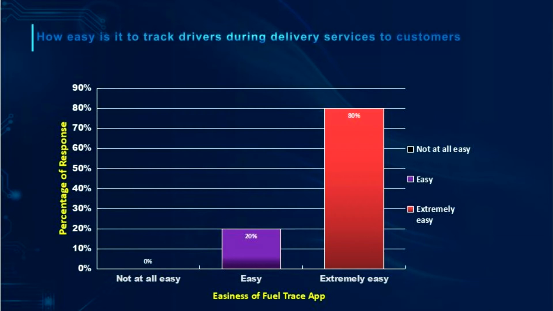So here also we have a success rate of almost 80% of the respondents who stated that it's extremely easy to track their drivers during delivery services to the customer by using the Fuel Trace app, because we're going to put the GPS system in the driver's smartphone, which will always be in the on mode, so we can track their drivers very easily, like we are using the Grab application nowadays, and Foodpanda, Gojek, and so on.